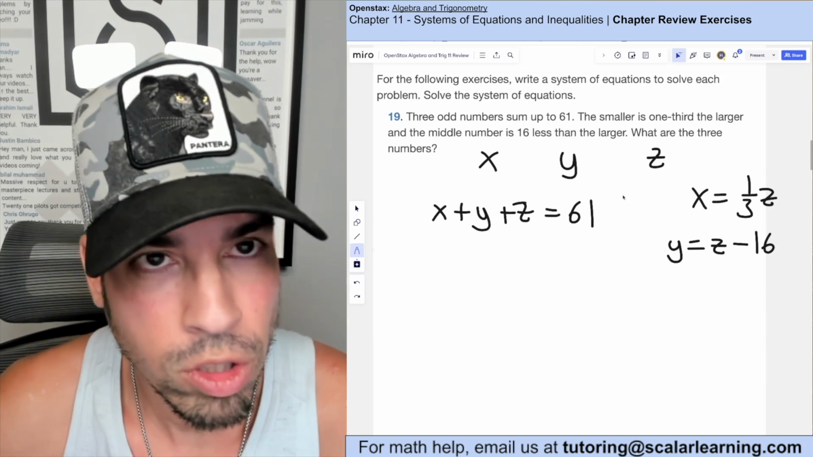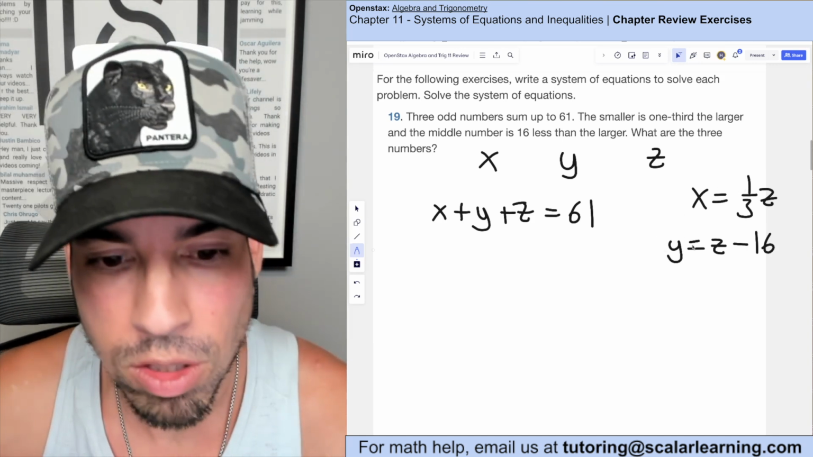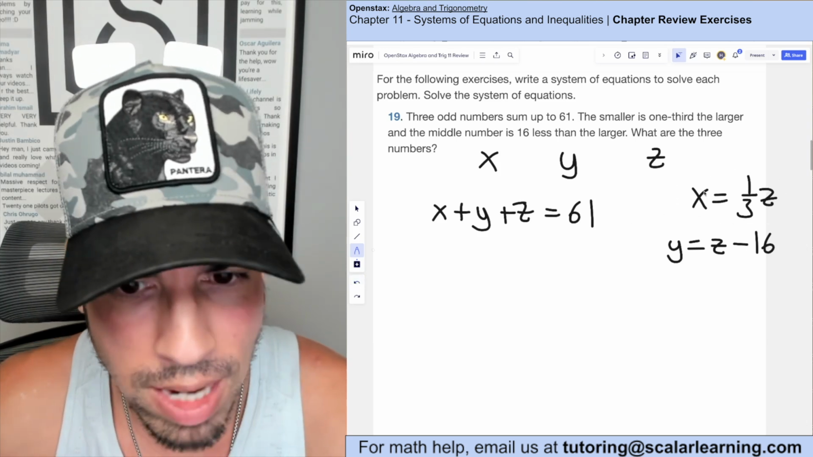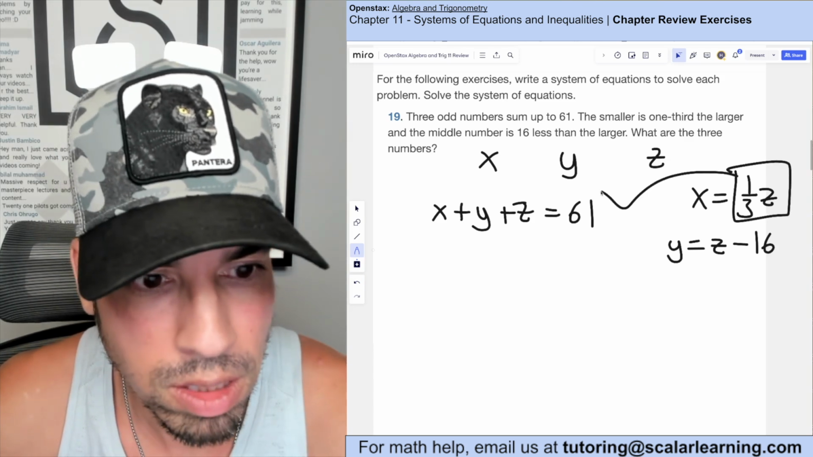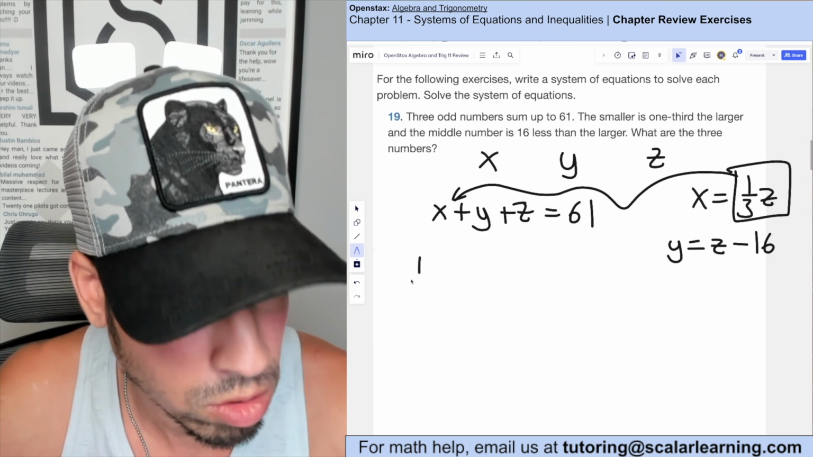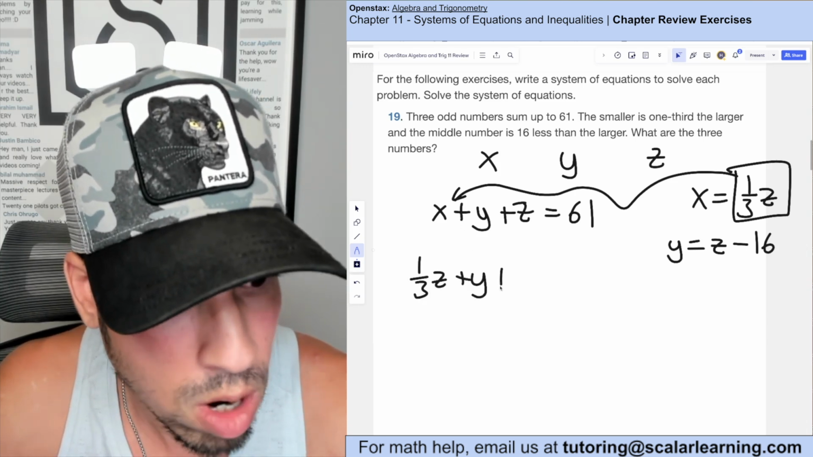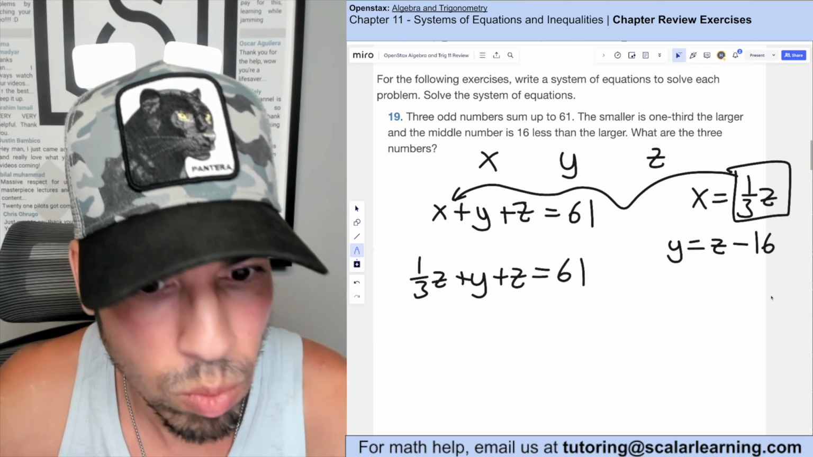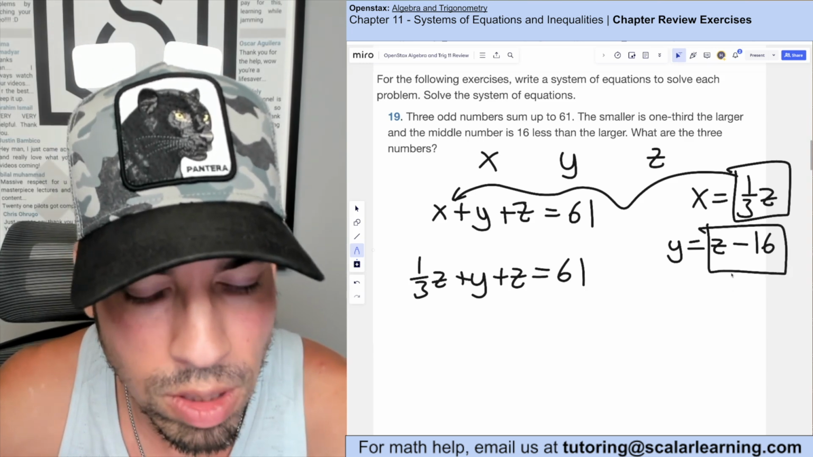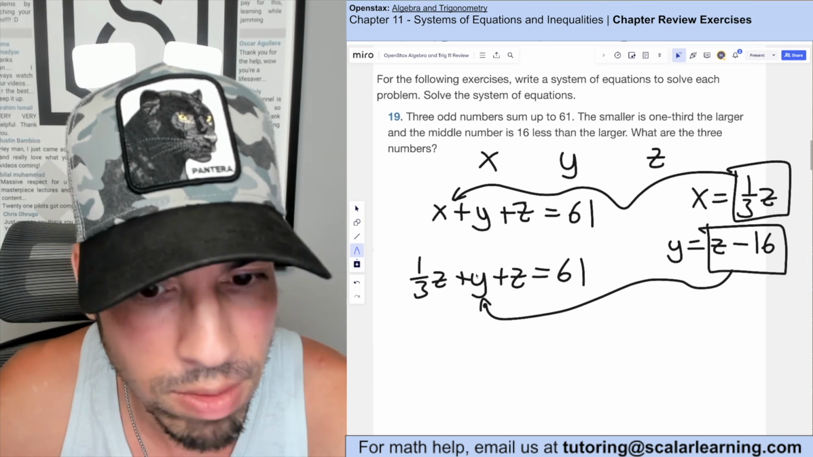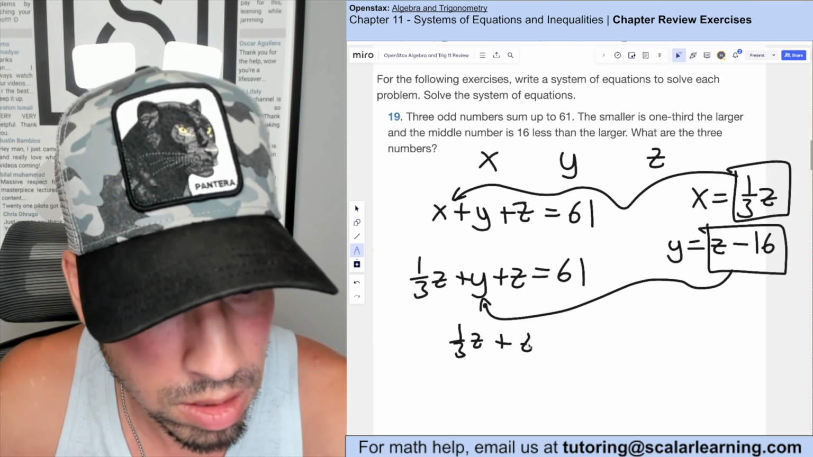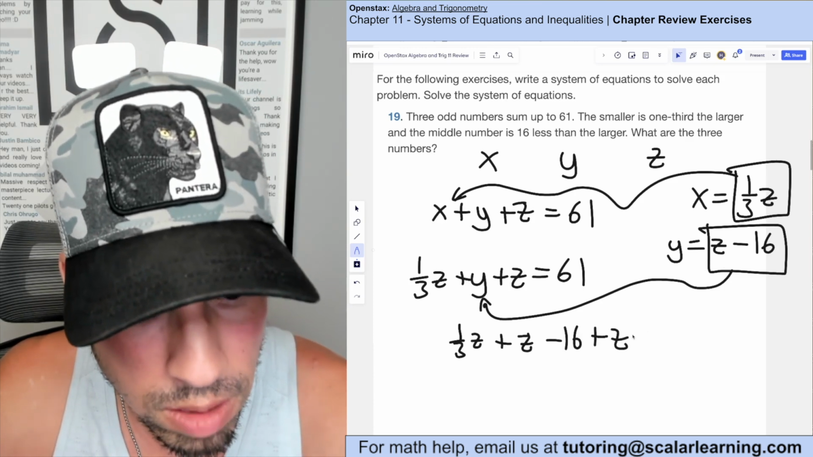Okay, so now we got some interesting equations to start with. And by the way, I can immediately start using substitution by taking this nice little equivalency, meaning x is equal to 1/3 z, and I can plug this in right here for x. And what that's going to do is give me 2 variables, z and y only. So now I have 1/3 z plus y plus z is equal to 61. And that's great because here I have a y and a z situation. So guess what? Now I can substitute this in for y. And now I have a nice equation with just z. I have 1/3 z plus, replace y with z minus 16, like so. And then I have plus z is equal to 61.